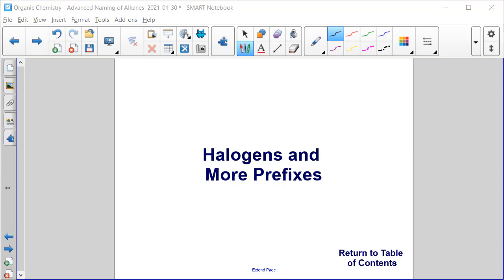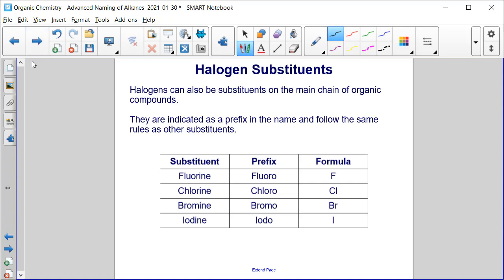All right, in this last section of the unit, we're going to go over naming for halogens and more prefixes. Halogens can also be substituted or substituents on the main chain of organic compounds. They're indicated as a prefix in the name and follow the same rules as all of the other substituents.